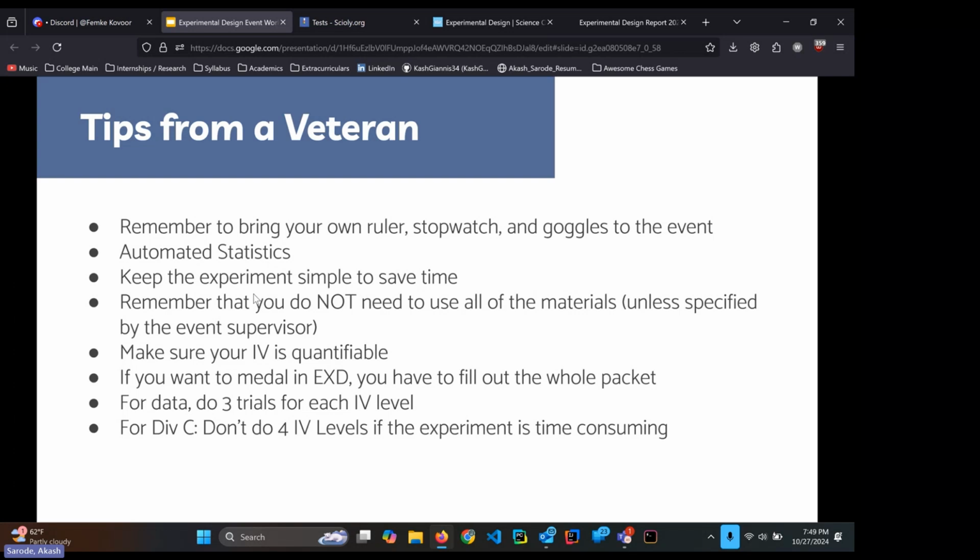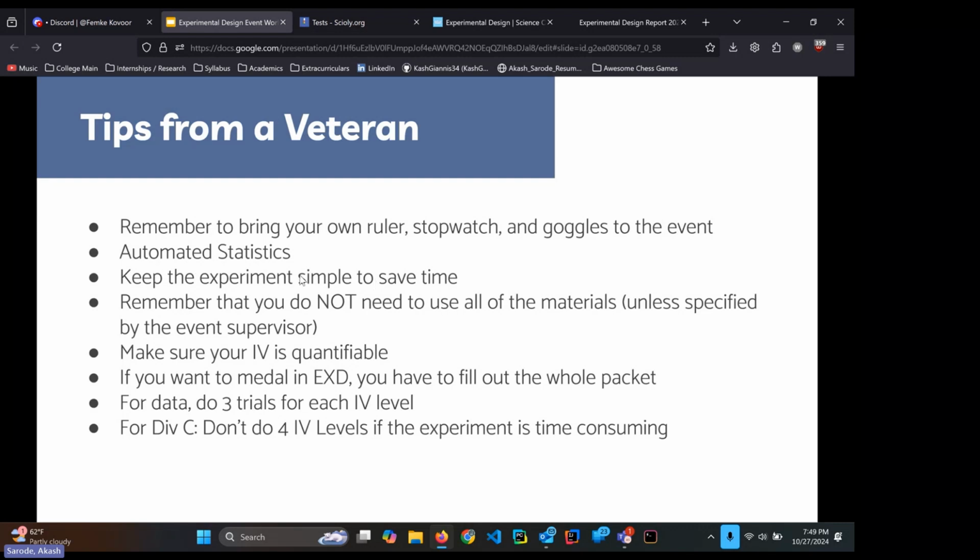But because our experiment was so simple in that sense, because we knew beforehand that the temperature is going to decrease if you add ice to a solution of water, we were able to finish our experiment really early and make sure that our entire packet was very detailed, and it basically saved a lot of time for us. And I think at that state competition we ended up medaling and we did really well at the competition.